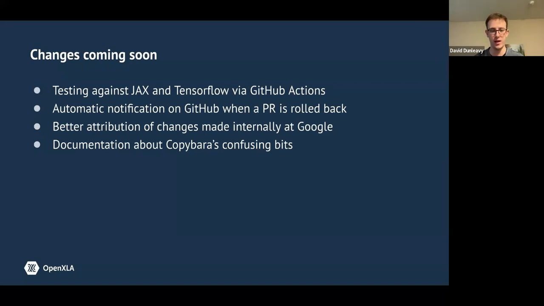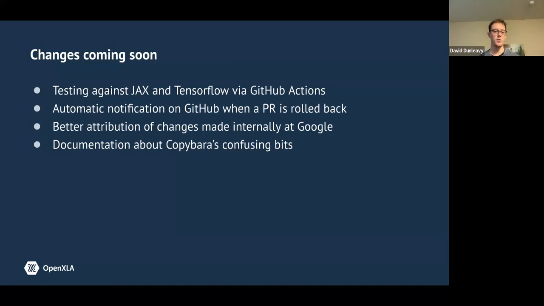Automatic notification on the GitHub PR when the associated commit is rolled back. That's another thing that's been problematic in the past, is that the rollback doesn't notify the PR author that this happened. So you may not even realize this is what's happened, and maybe nobody even noticed, because sometimes these rollbacks happen automatically. So it's not even a person who could notify you.